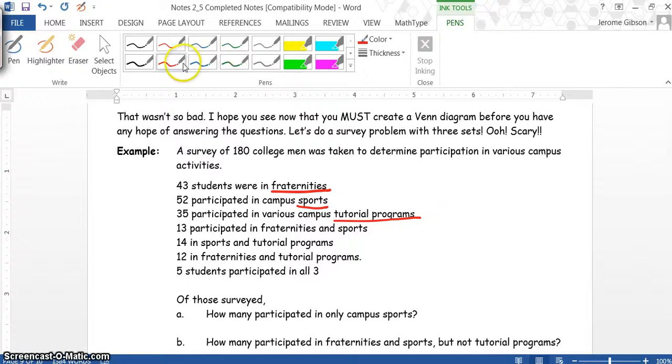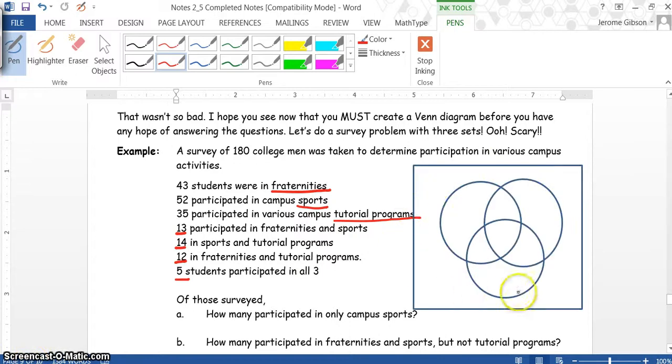Okay, class, picking up where we left off, we were trying to draw a Venn diagram of this given information. Now, what we should do first is start with what all of them participated in. We have 5 students that participated in all 3. Then our next step would be the combinations, like the 12 in fraternities and tutorials, 14 in sports and tutorial programs, and 13 participated in fraternities and sports.